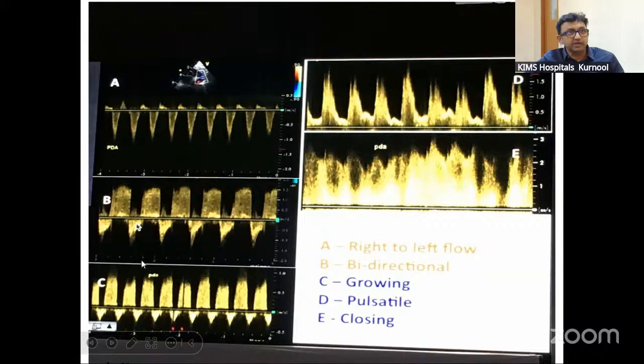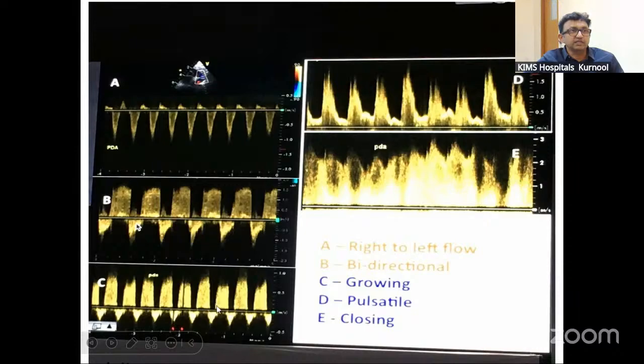This is the growing pattern where most of the flow is left to right, like you see in the pulsatile pattern, but there is some reversal shunting. It can happen when the pulmonary pressures are slightly high in a baby who has a moderate or large PDA. In the first couple of days, when the pressures are slightly higher, there will be some reversal shunting as well. This will appear as the growing pattern.